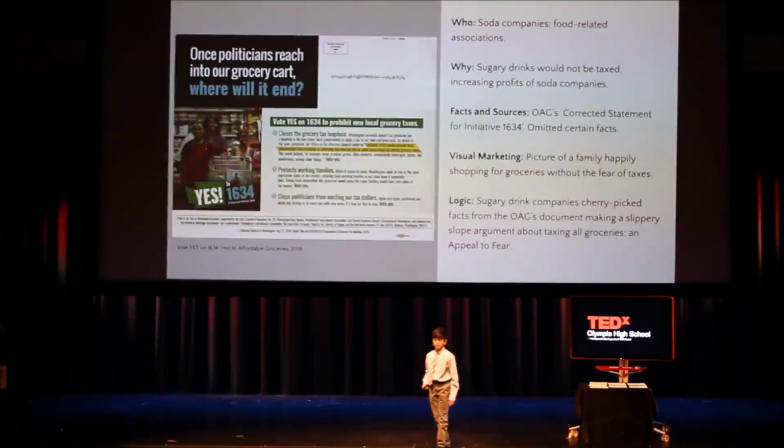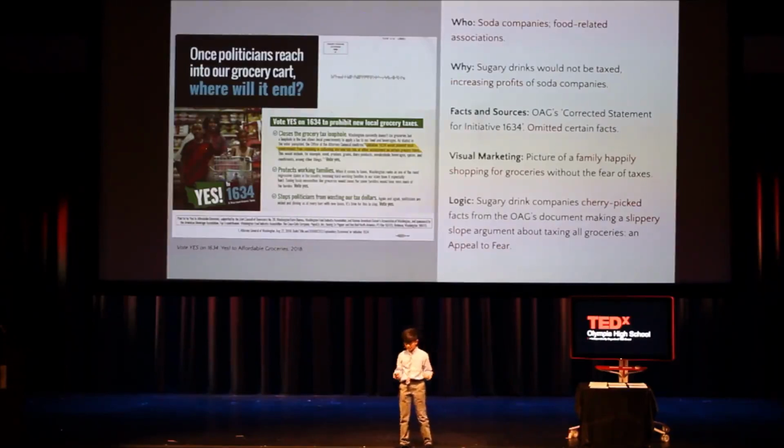Moving on to 1634, we have a Yes on 1634 ad. Who's paying for this? Notice the fine print: soda companies and food associations. Why would they be against 1634? Under 1634, they want to make sure their products aren't taxed.